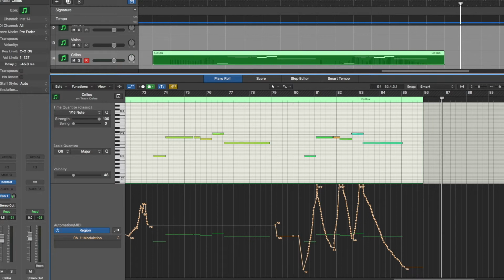And also note that this would not apply to non-sustaining instruments like piano or harp or marimba. With those, we would be only using velocity to craft our performance.